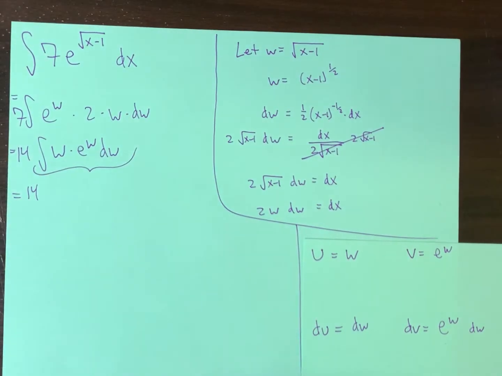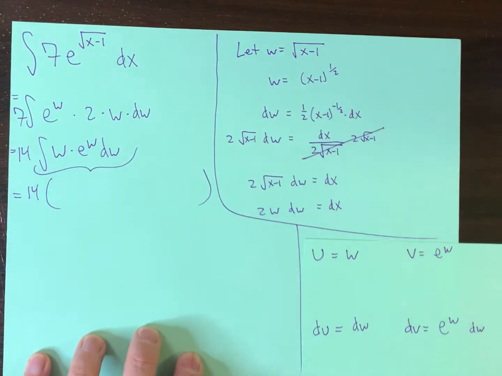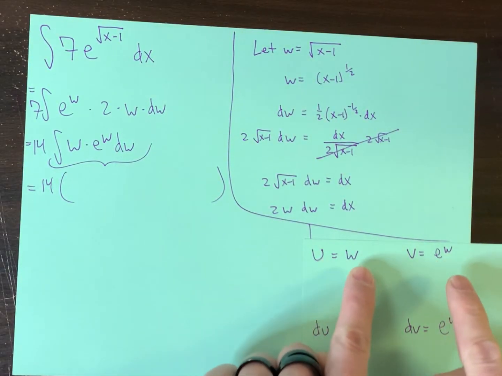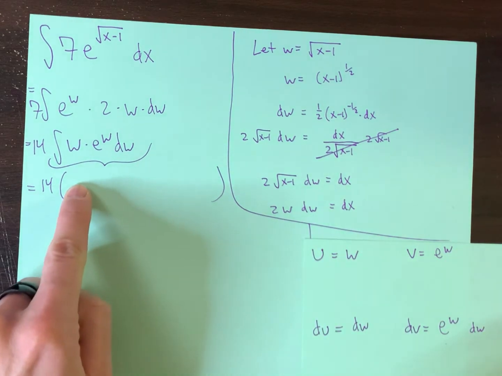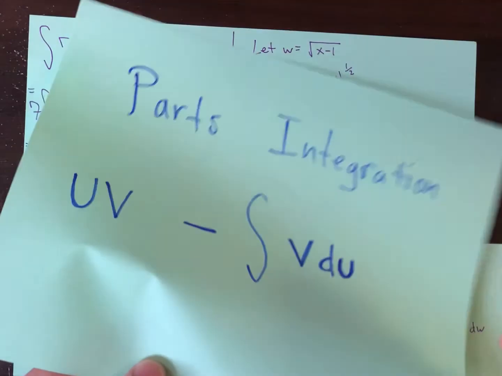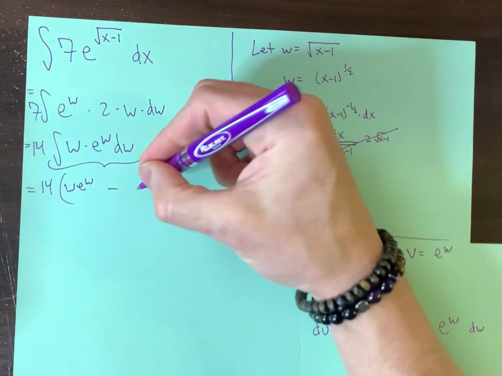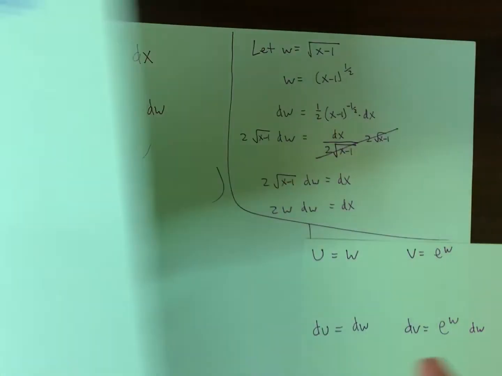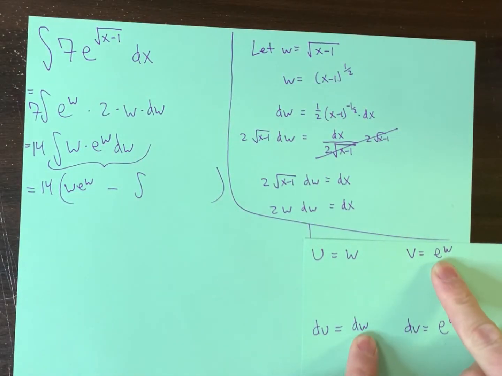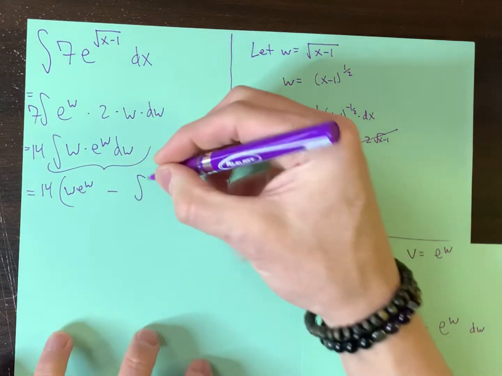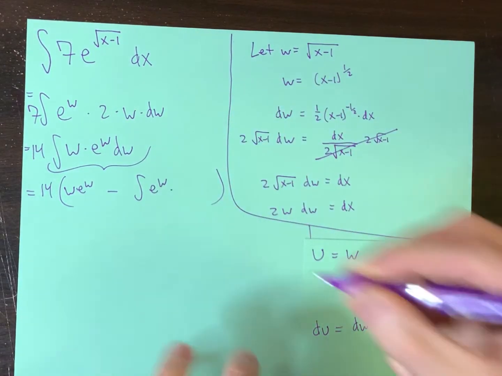Now, let me show you how this works. So we have parentheses, and then it's always going to be u times v. Well, here's my u and here's my v. So u times v would go right here first. Minus, because it's minus, and then integral. And then in the integral, I go v du. That's v and that's du. So those guys side by side go in here. So I have e to the w times dw.